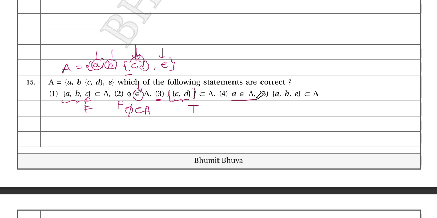Fourth, A belongs to A. So A is an element and it belongs to set A. Yes, so this is true. Then A comma B comma E, this is a set. So this set is a subset of A. So A, B and E. Yes, it is a part of A. So this is a subset. This is also true. Look at the next one.